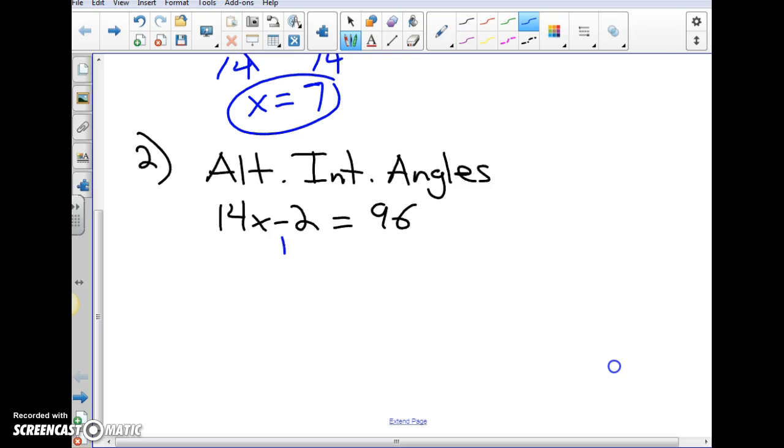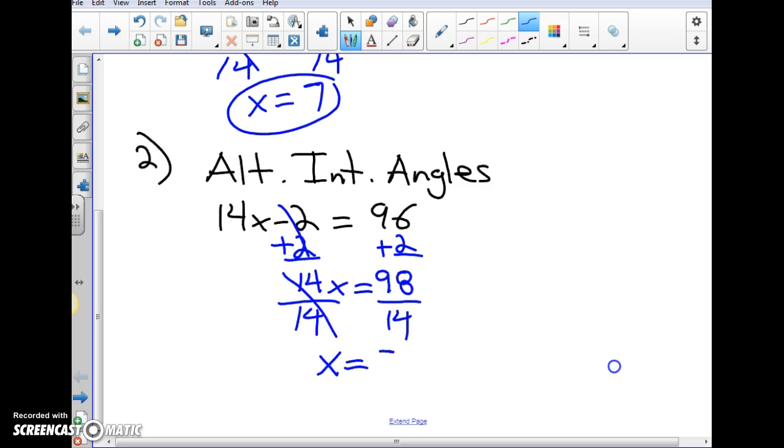Doing the algebra there, add 2 to both sides. You wind up with 14x is equal to 98. Divide both sides by 14. x equals 7. Number 3.